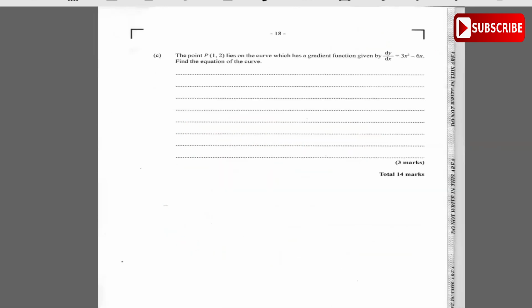Part C, and then we'll finish section 3. It says the point P lies on the curve, which has a gradient dy by dx equal to 3x squared minus 6x. And it says find the equation of the curve. So dy by dx is 3x squared minus 6x. So if you want to find the equation of the curve, y is going to be equal to the integral of dy by dx. And so y is the integral of 3x squared minus 6x dx.